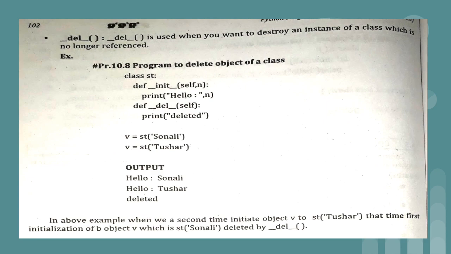When we have created the object v equal to st, round brackets, I have passed Sonali. So this is the first object. The Sonali value is assigned to n, and we will get the output: hello Sonali. Like that we have created one more object. Once we are done with the object creation, at the end the deleted message, that is the printing statement which is present inside the destructor, will get called.